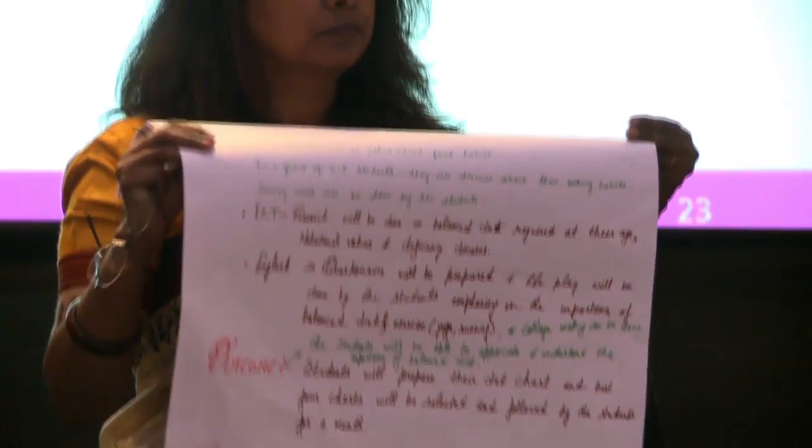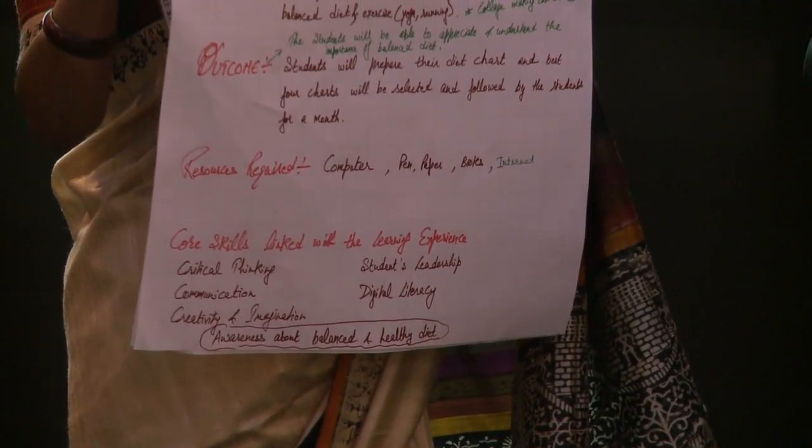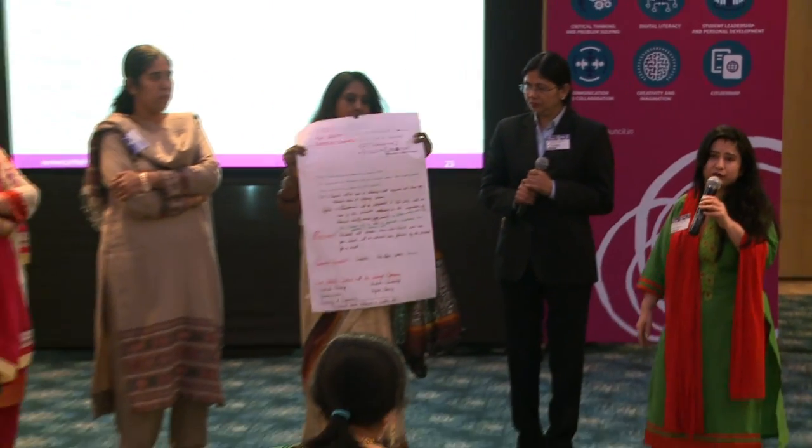And the core skills that are linked with this are communication, as the children will be communicating amongst themselves, they'll be collecting the data. Then critical thinking, they'll be thinking critically about what is to be eaten, what are we doing, is it good for our health or not. Then there will be students' leadership as well, as we'll be forming the groups, definitely many more leaders will come up. And digital literacy is also there, since they are working with the computers.